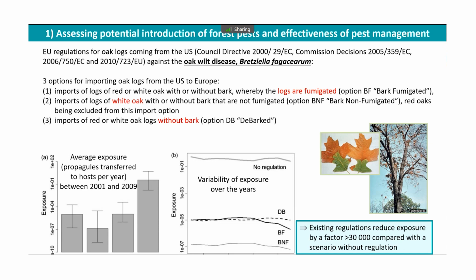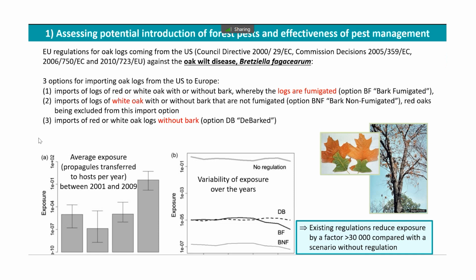The second option is to import logs of white oak only, because it is less susceptible to the disease, with or without bark, that are not fumigated. And so in this case, red oaks, which are more susceptible, are excluded from this import option. And the third option is to import red or white oak logs without bark.